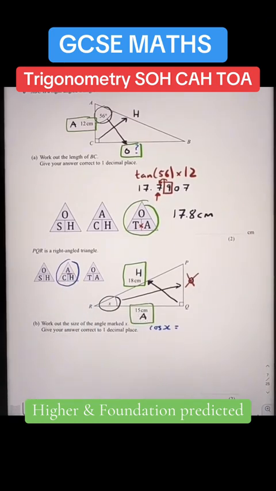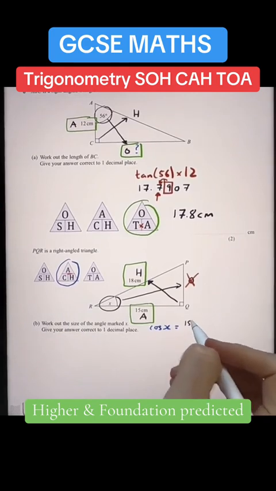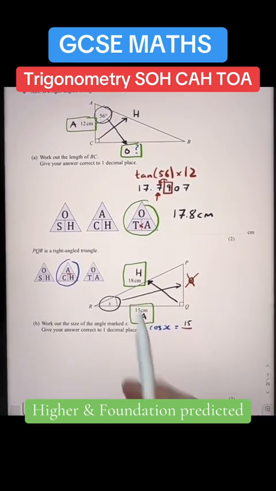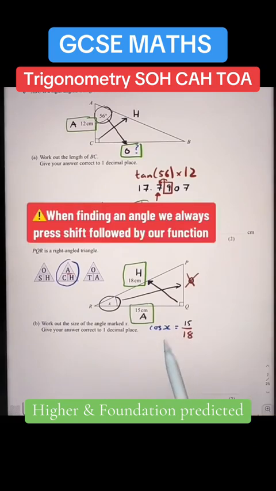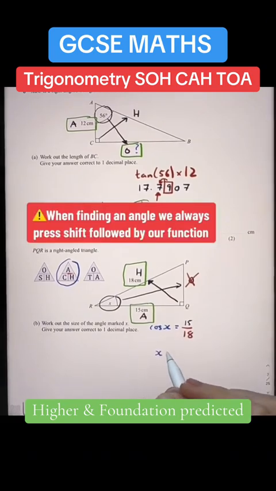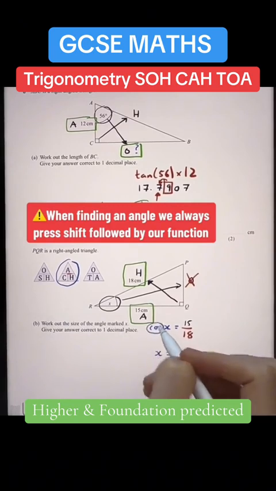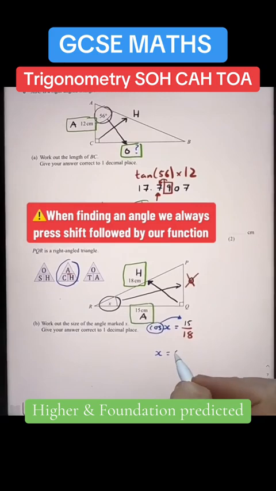Well, A for me, in this case, is 15. So it's going to be 15 divided by H, which in this case is 18. As I'm finding the angle X, I leave X alone on the left-hand side. As I move a function across an equal sign, it becomes known as the inverse function, i.e. cos to the minus 1. So it's cos to the minus 1 of 15 over 18.